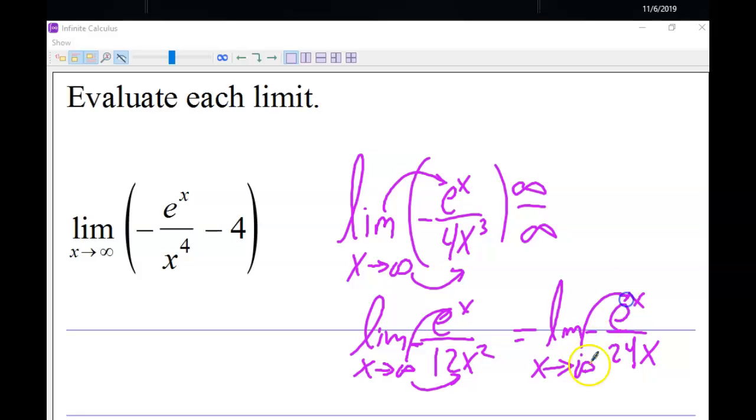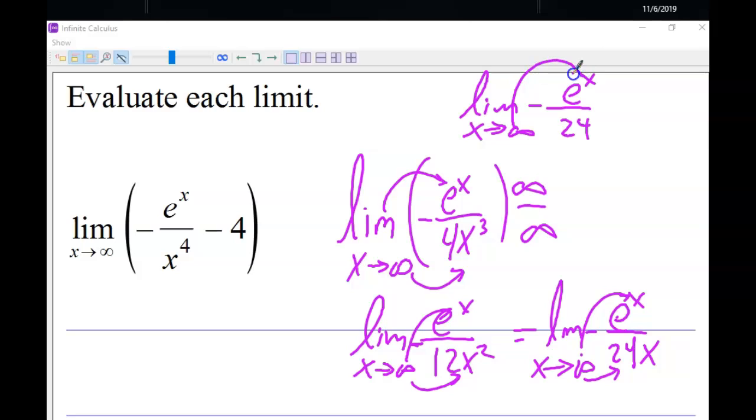All right, one more time, I promise. We're still getting infinity over infinity. This is the last time we're going to have to apply L'Hopital. So it's going to be the limit as x approaches infinity. The derivative of the top is still e to the x, but this time the bottom just becomes 24. And now we won't have to do L'Hopital again.